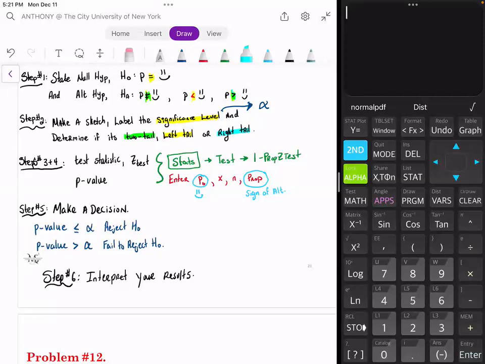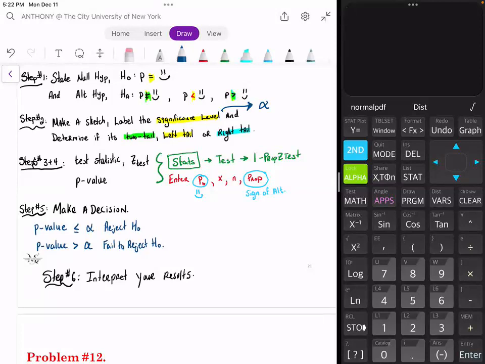Okay, so steps 3 and 4 is the calculator step. That's where you find the test statistic and the p-value. So I think on the final exam, one part will say find the test statistic. I label that as my z test value, by the way, and you find the p-value. So if you want to do this in the calculator, we use the one proportion z test command.